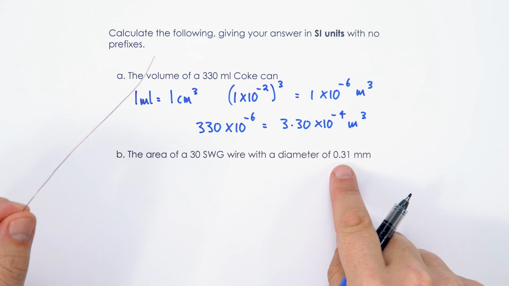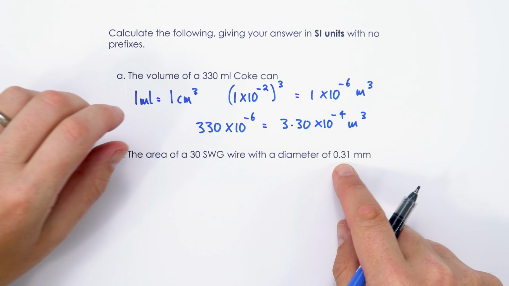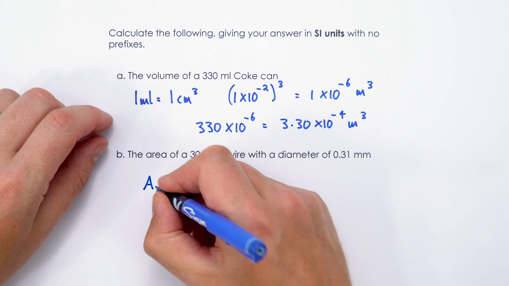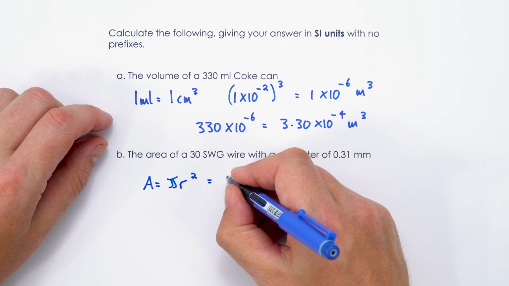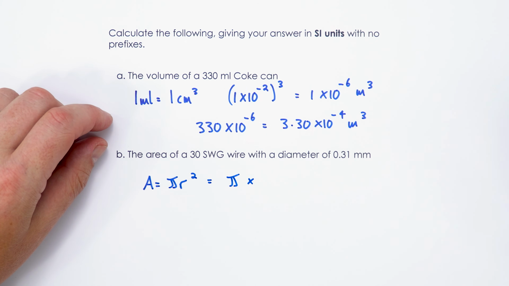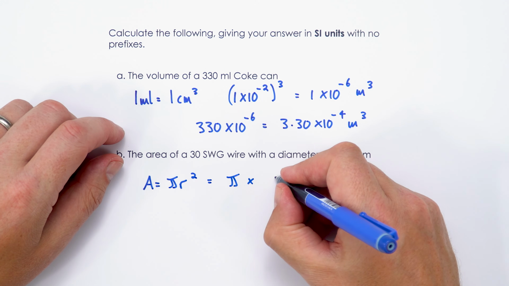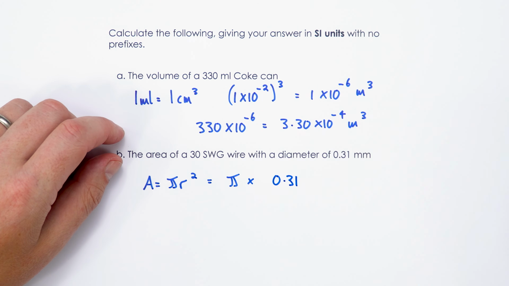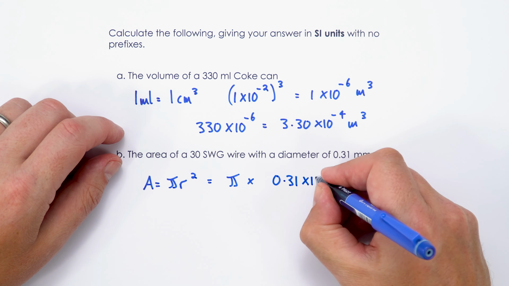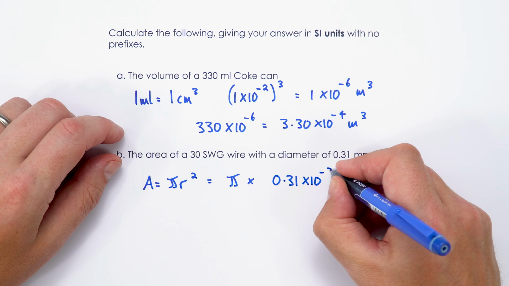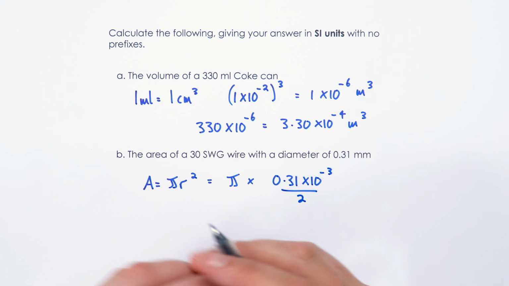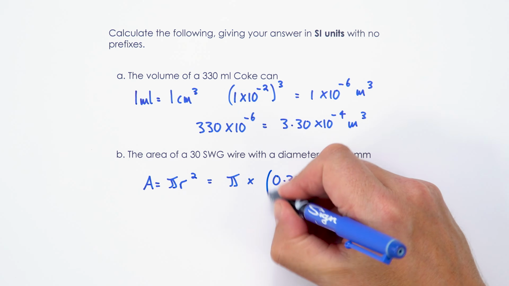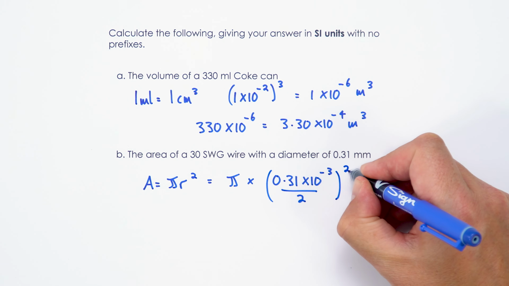For the second one, we've got a very thin piece of wire, and it's got a diameter of 0.31 millimetres. Now, in order to work out the area, that's going to be equal to pi r squared, which is pi times the radius squared. Now, if the diameter is 0.31 of a millimetre, that would be 0.31 times 10 to the minus 3 metres. Now in this case I'm just going to divide that by 2 in order to work out the radius from the diameter, and we can put all of that in brackets and then square that.